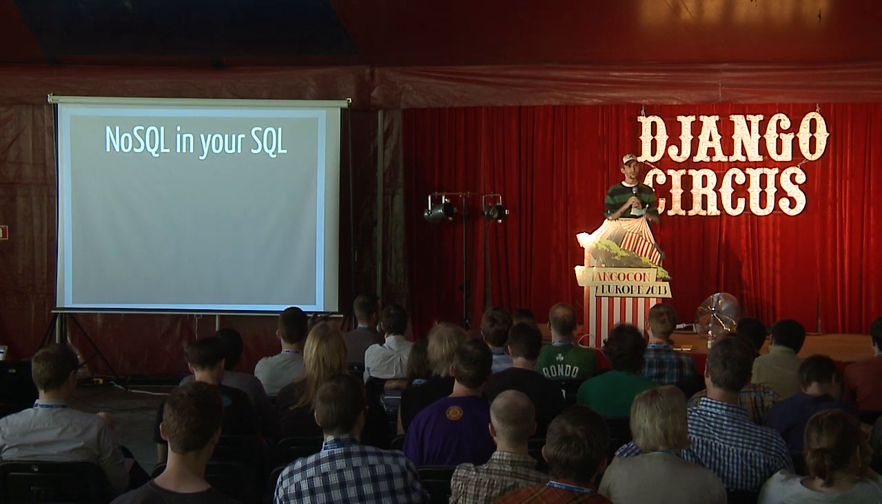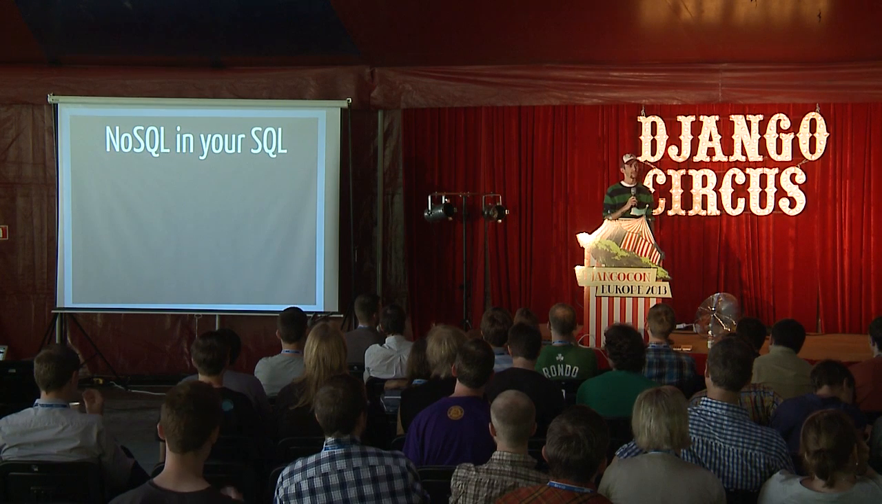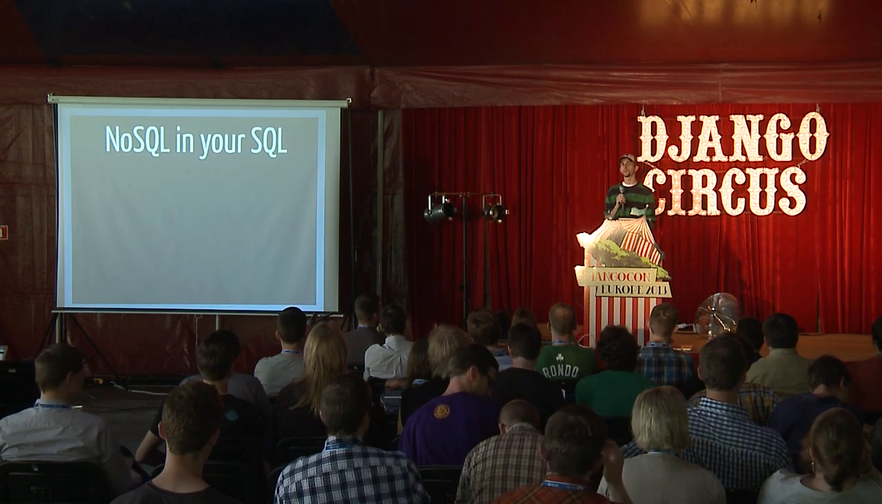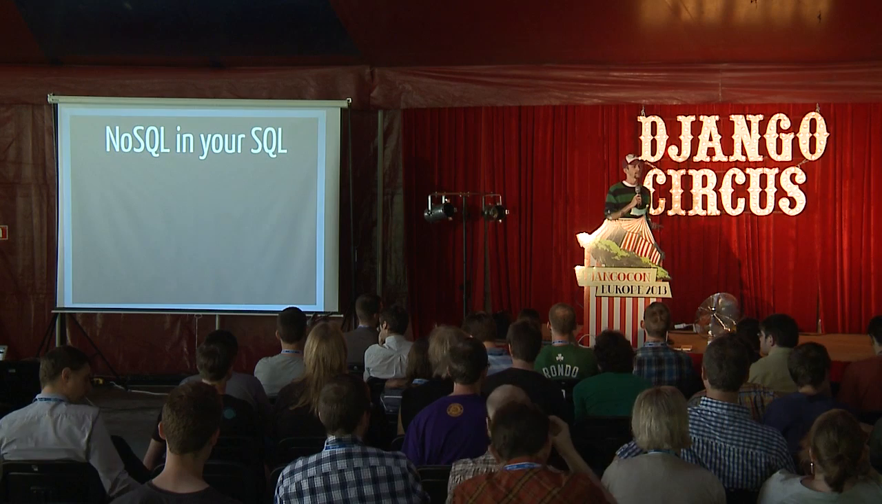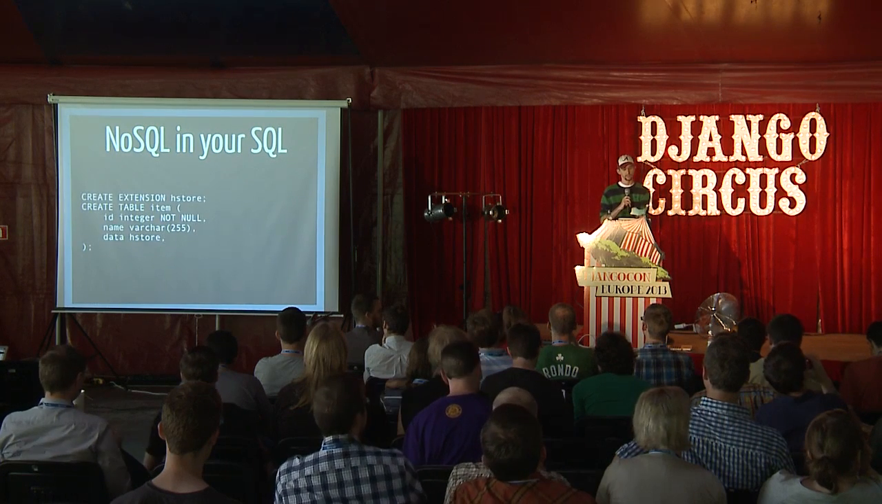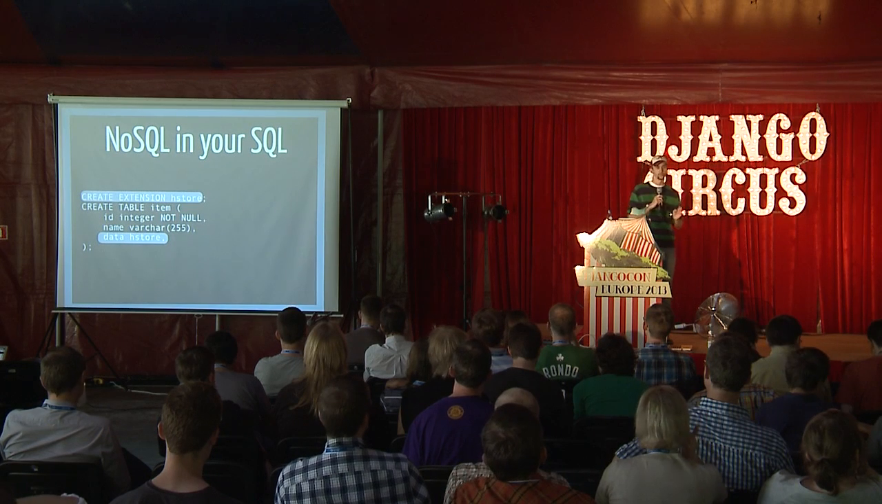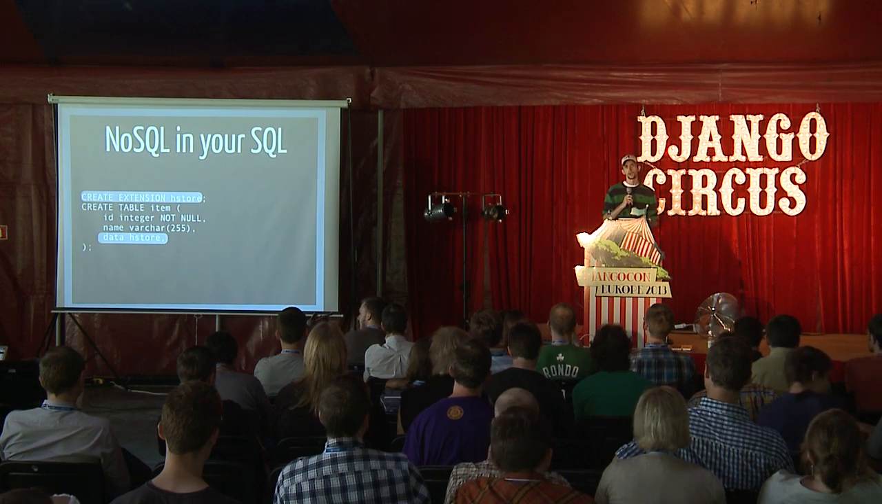So NoSQL is a bit of a buzzword. It means a lot of things to a lot of different people. Specifically, what I mean here is flexibility in your schema. Do you have to define a column ahead of time? Postgres has something called HStore. HStore is a key value store inside Postgres. I think Christoph mentioned it briefly yesterday.